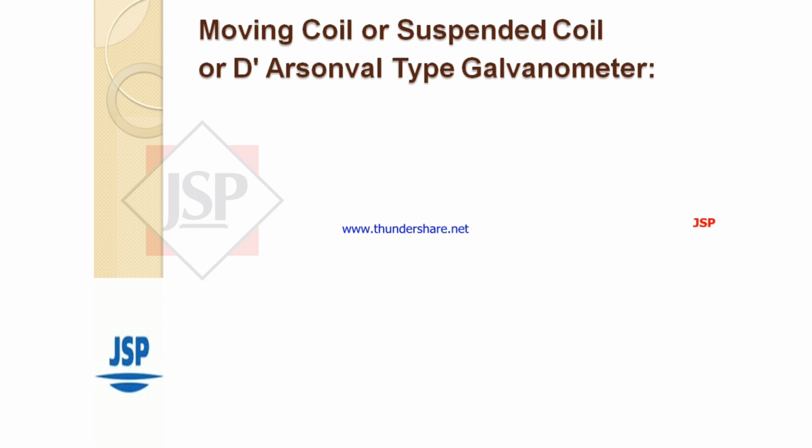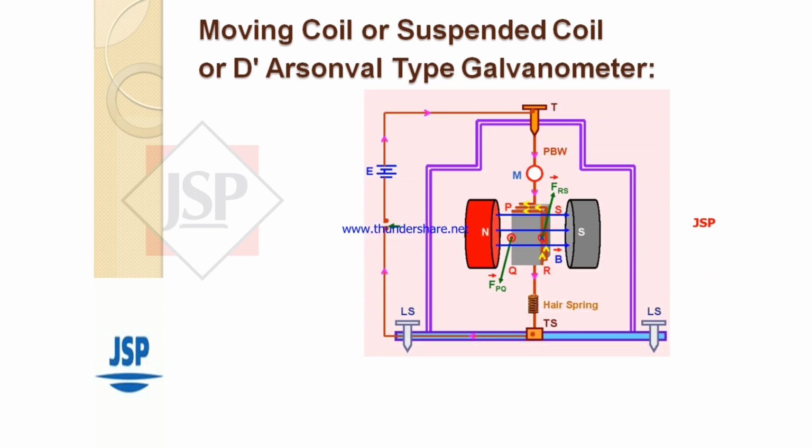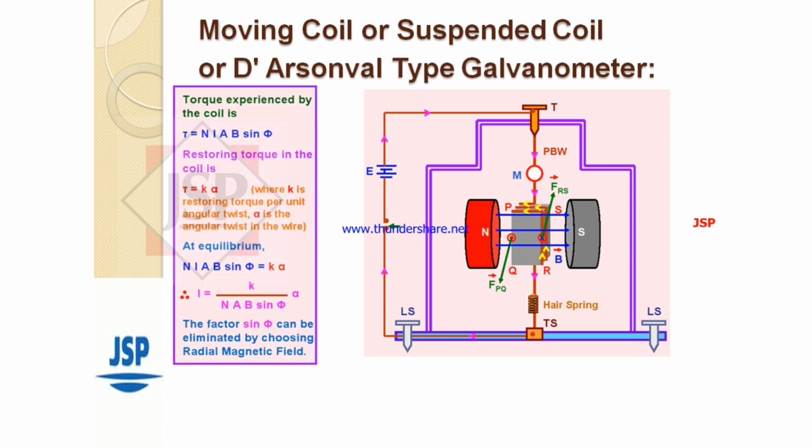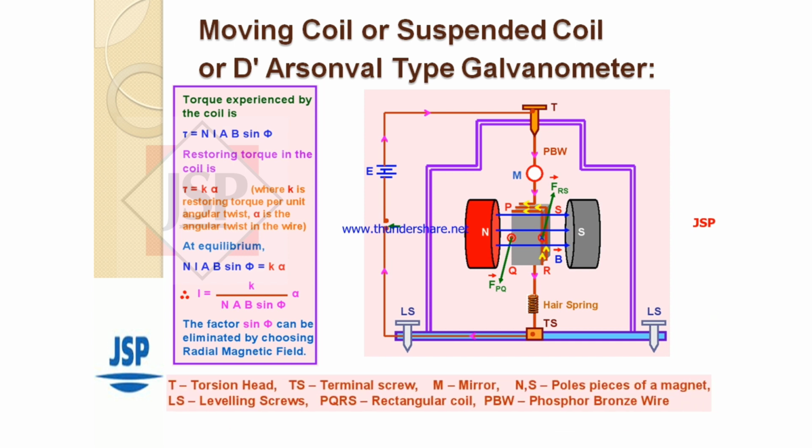Third, if phi equal to 0 degrees, then tau equal to 0. Fourth point, if phi equal to 90 degrees, then tau is maximum, that is tau maximum equal to N I A B. Fifth point, units: B in Tesla, I in ampere, A in meter square and tau in Newton meter. Sixth point, the above formula for torque can be used for a loop of any shape.